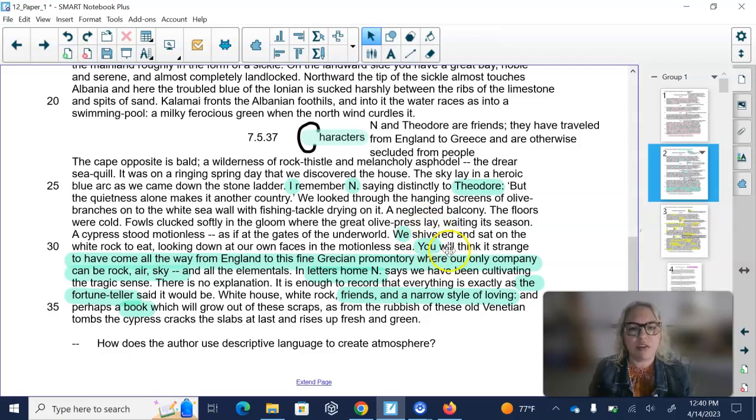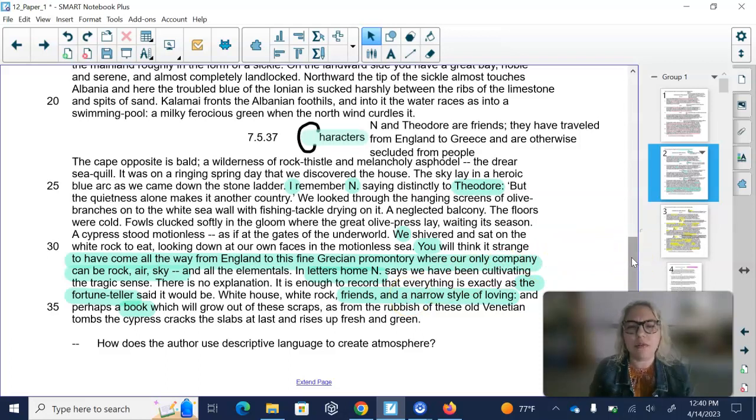We once again have the you referenced. But here in the very last lines, we have some really important information about who these people are. We know that they've come from England to Greece, and they don't have much company otherwise. They're very secluded. They are friends, and they're living a narrow style of loving. I love that phrase. And the last thing we can glean from this text is that Durrell is trying to write a book from this trip in Greece and where he's staying.